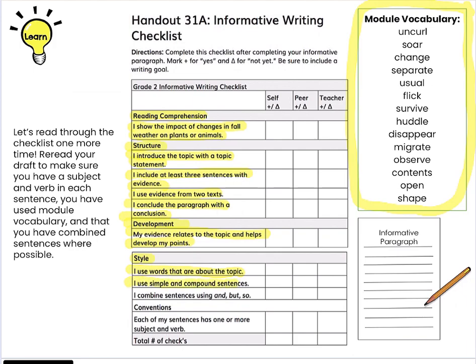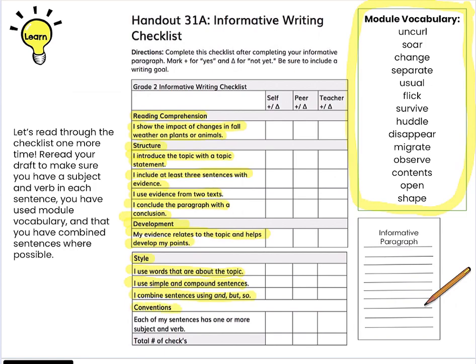I use simple and compound sentences. We want to try to combine our simple sentences using and, but, or so. You don't have to do that with every single sentence. If you already do 1 or 2 as you're writing, try to shoot for 3 this time. If you've never written a compound sentence, then try 1 or 2.